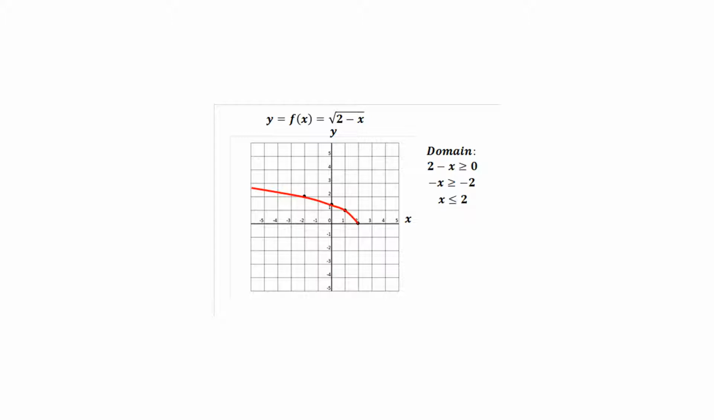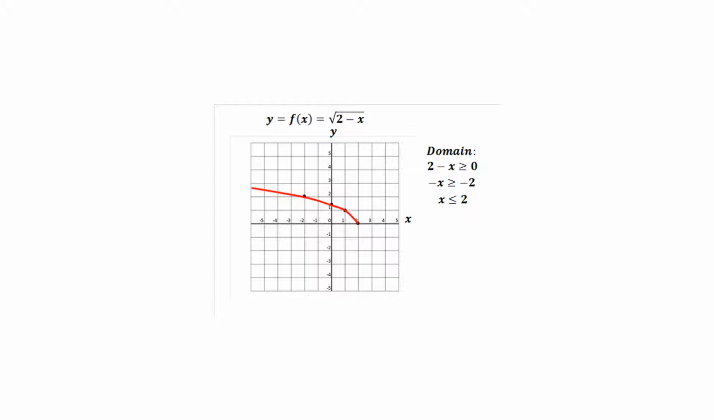So over on the right, the domain, 2 minus x must be greater than or equal to 0. If you move the 2 over, on the right-hand side, it's negative 2. So now we got minus x is greater than or equal to minus 2. The simplest way is to multiply both sides by negative 1. When you multiply by a negative, you must change the sign of the inequality. And so now x is less than or equal to 2.